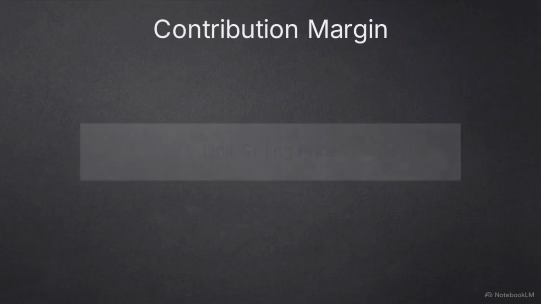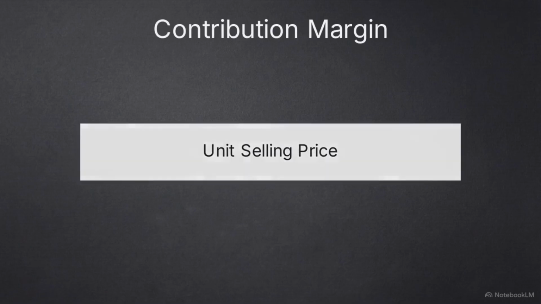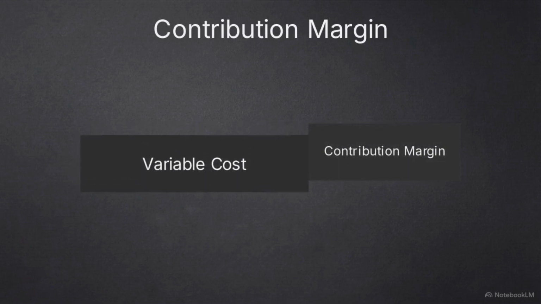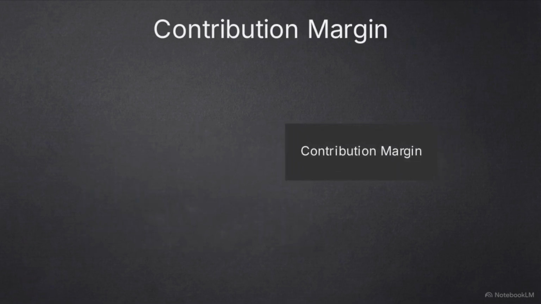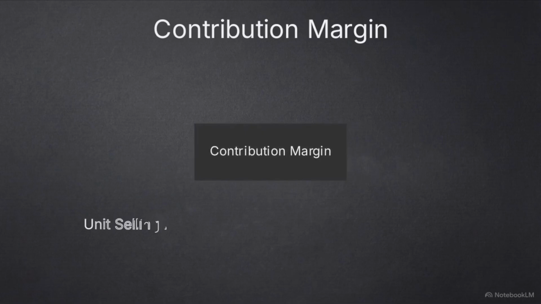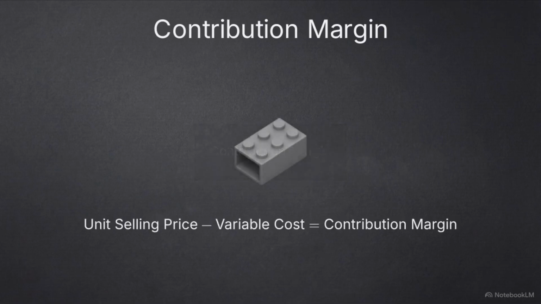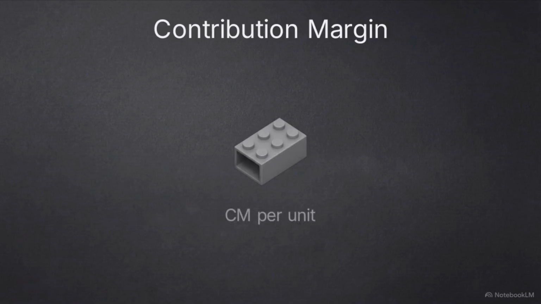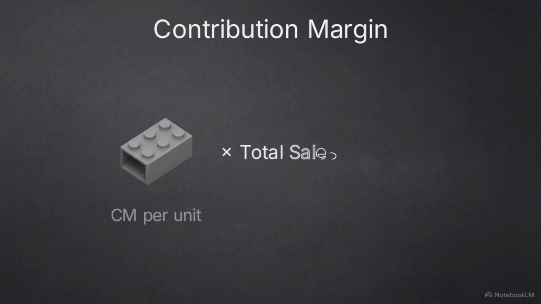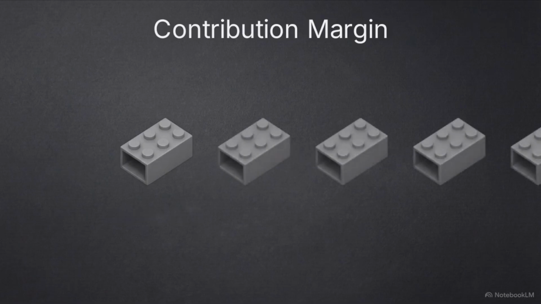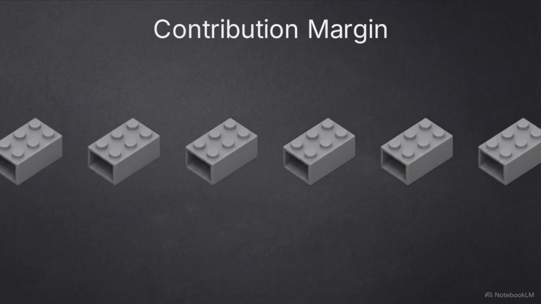Once costs are classified, we can examine the central mechanism that powers all CVP calculations, the contribution margin. Conceptually, the contribution margin is the revenue remaining from a sale after all variable expenses have been entirely deducted. In this diagram, we can see this expressed algebraically. Unit selling price minus the variable cost per unit leaves us with the contribution margin per unit. To find the macro impact, we calculate total contribution margin. This equals the contribution margin per unit multiplied by the total sales volume.